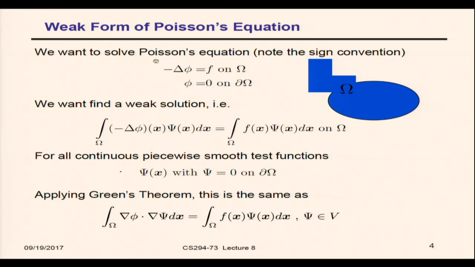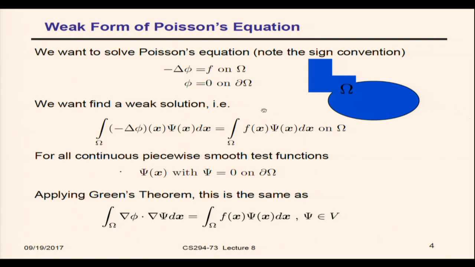And we want to find a weak solution. So what that means is that the integral of minus Laplacian of phi of x, psi of x dx is equal to that. That's how we derive what the weak solution condition is. For all piecewise smooth test functions, psi of x with psi equal to 0 on the boundary. If we apply Green's theorem, and this is the part that makes the solution weak, just formally applying Green's theorem, this becomes the integral of grad phi dot grad psi, and that's equal to the integral of f of x psi of x dx for all psi in some set of test functions.